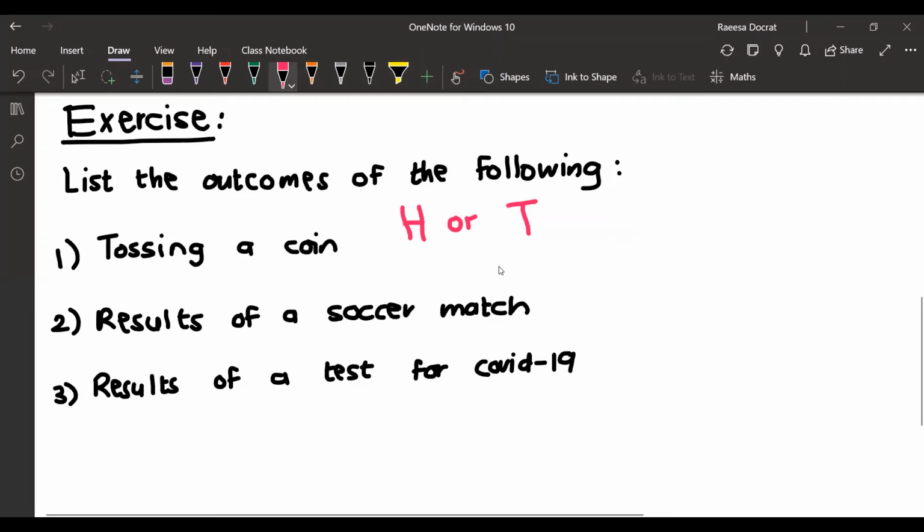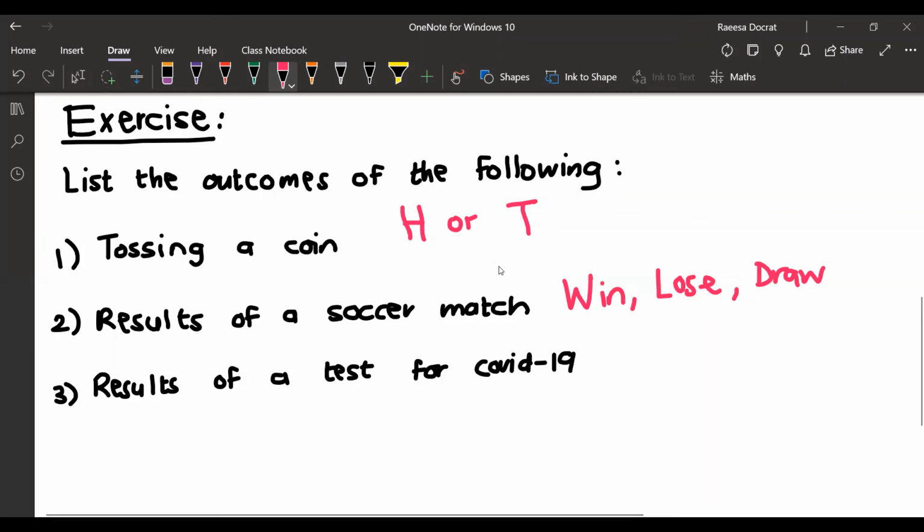Now, the next one has the results of a soccer match. So a soccer match, for those of you who are familiar with soccer, you could either win the game if your score is higher than your opponent, you could lose the game if your score is lower than your opponent's, or there could also be a draw. And a draw is when the score would be the same. So those are the outcomes of a soccer match.